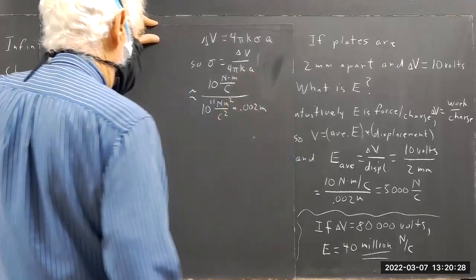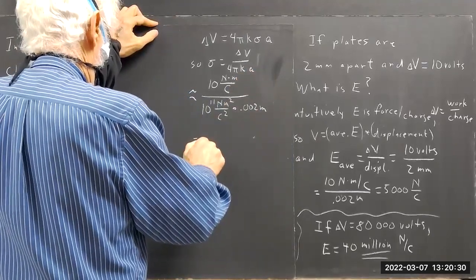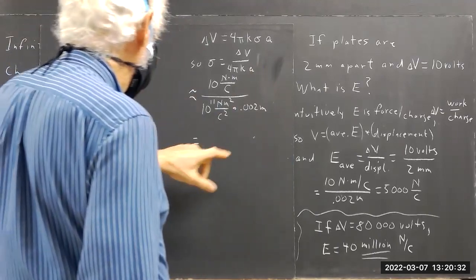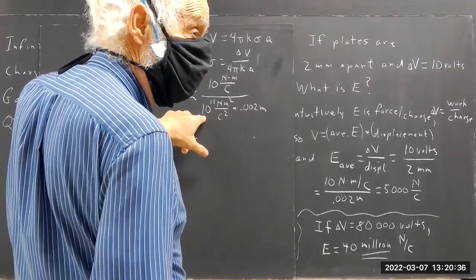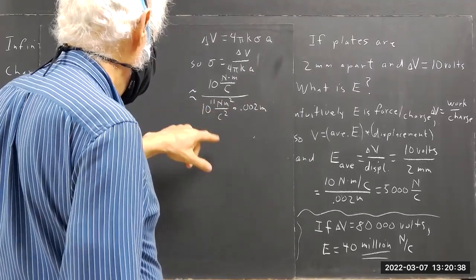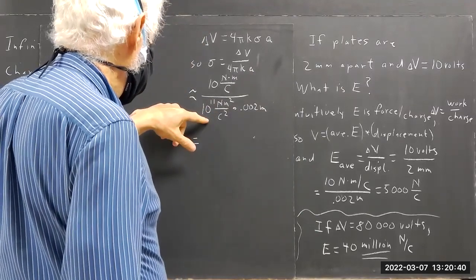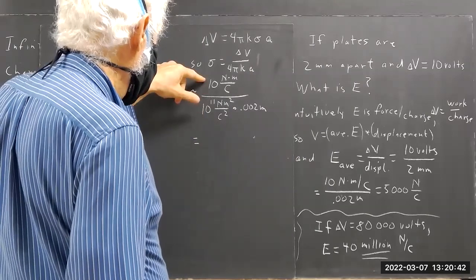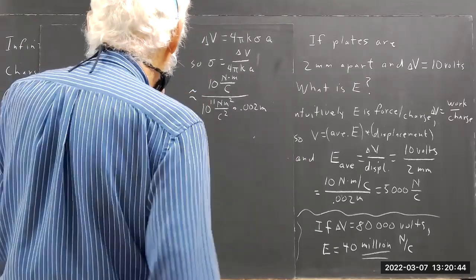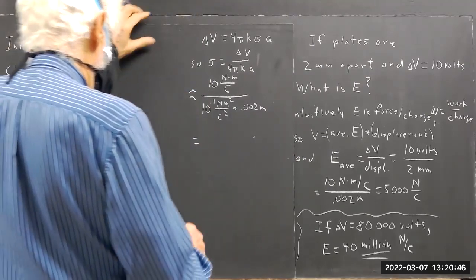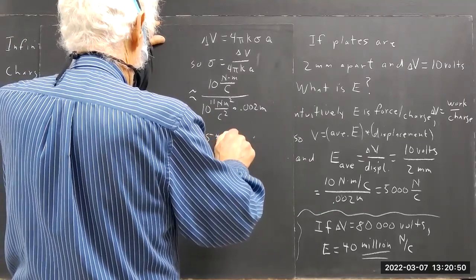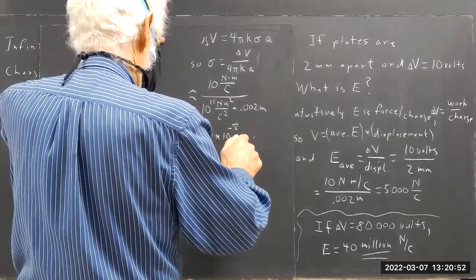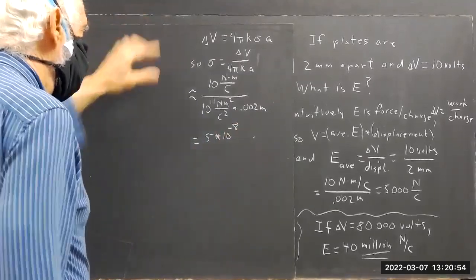And A was 0.02 meters. So this becomes 2 × 10⁹ Newton meter squared per coulomb squared, 2 × 10⁹, into 10, which is going to give me 5 × 10⁻⁸.